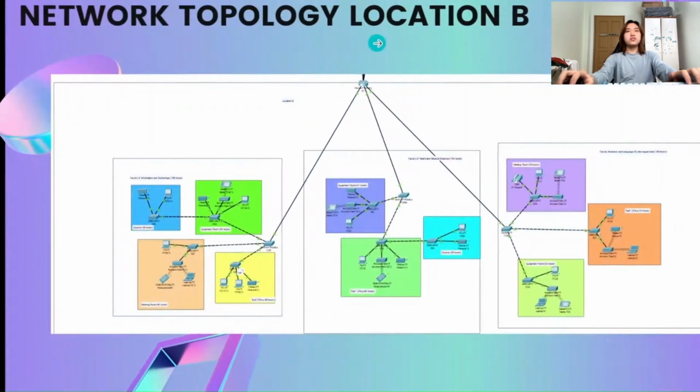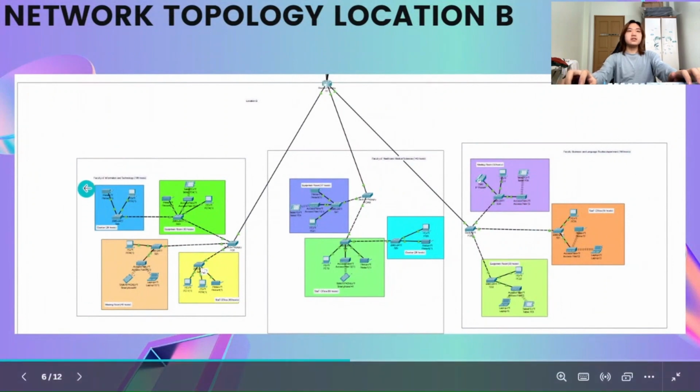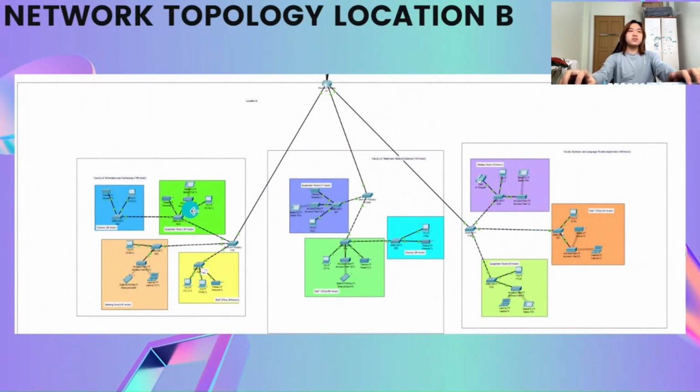And for the network topology for location B, you can see we have 3 departments inside, and for the IT department, we have 4 division rooms inside, and then the rest of the departments have 3 division rooms.